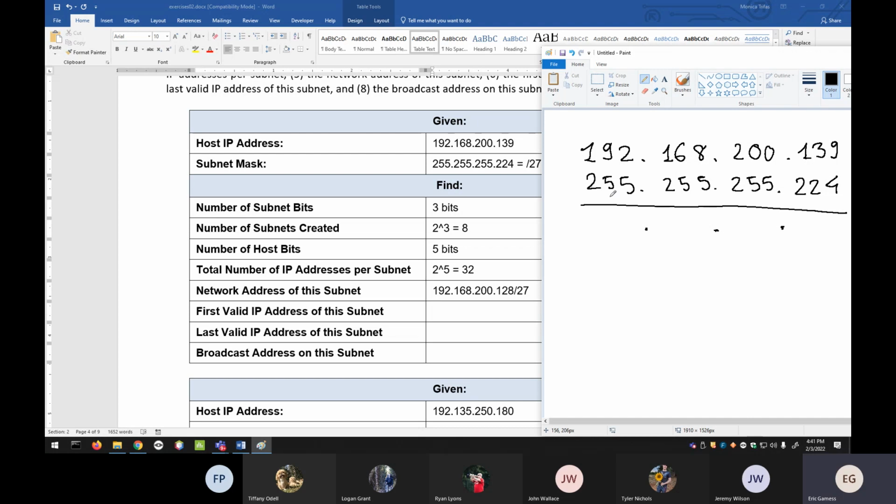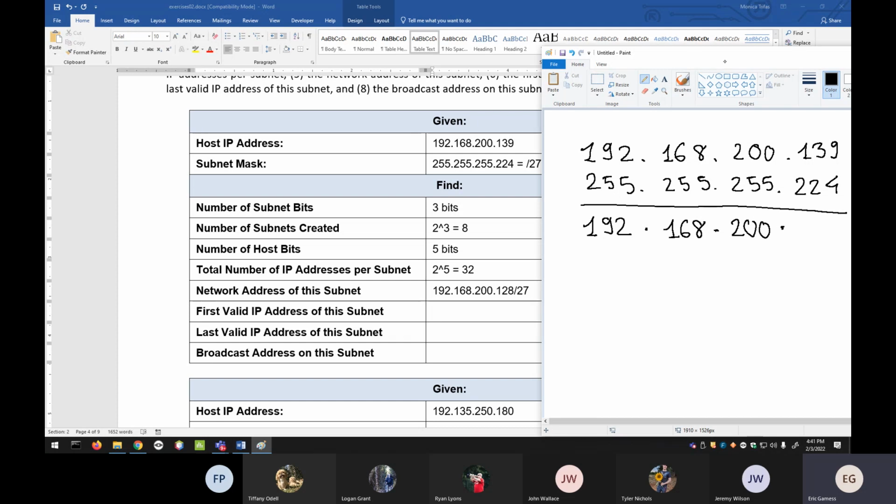When you bitwise AND with 255, what will happen? You keep the value. So it will be 192. This will be 168. You keep the value. This will be 200. So the only one that is a little more complex is the last one.